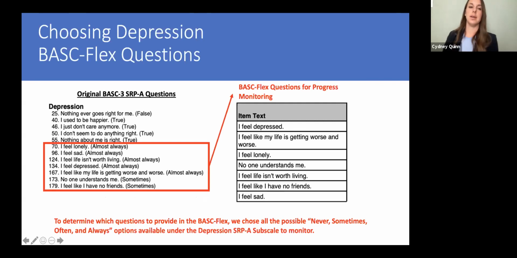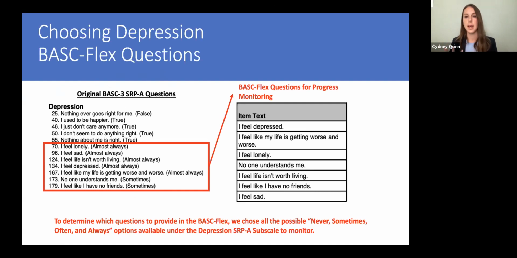So when we get to how do we use BASC Flex then? So we know within the BASC, the depression and anxiety subscales were very elevated. They fell in the clinically significant range. So if you look on the left of my screen, you can see what are the questions that fall in that self-report on the BASC 3 for depression. And so these are all the questions that fall in the depression subscale. Now, when I was choosing the BASC Flex questions, as noted, you can change whatever questions you want or include whatever you'd like.